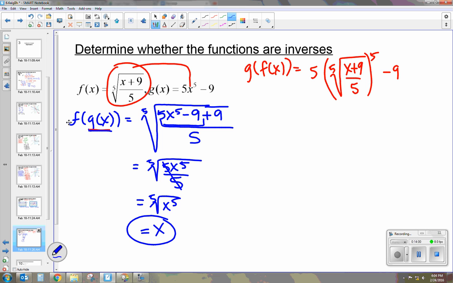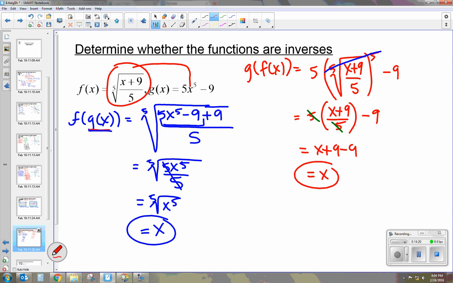So now these two cancel out. So we get 5 times x plus 9 over 5 minus 9. Well, these 5's cancel. So we get x plus 9 minus 9, which equals x. So if both of them simplify to just x, then these are inverses. Okay? So those are inverses, so it checks out. So we show our work. They both simplify to x, so those are inverses.